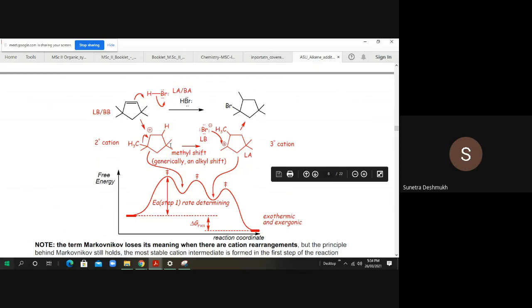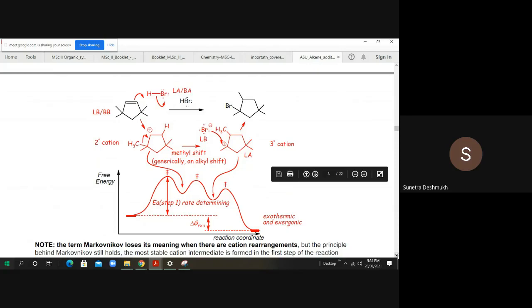Now let us see what this secondary carbocation does to achieve more stability. It leads to shifting of this alkyl group, this methyl group, from here to this positively charged carbon atom. Once the methyl group is shifted, we get the tertiary carbocation. This one is more stable, and it will react with the Lewis base Br minus to give the final product. So this one is our major product.